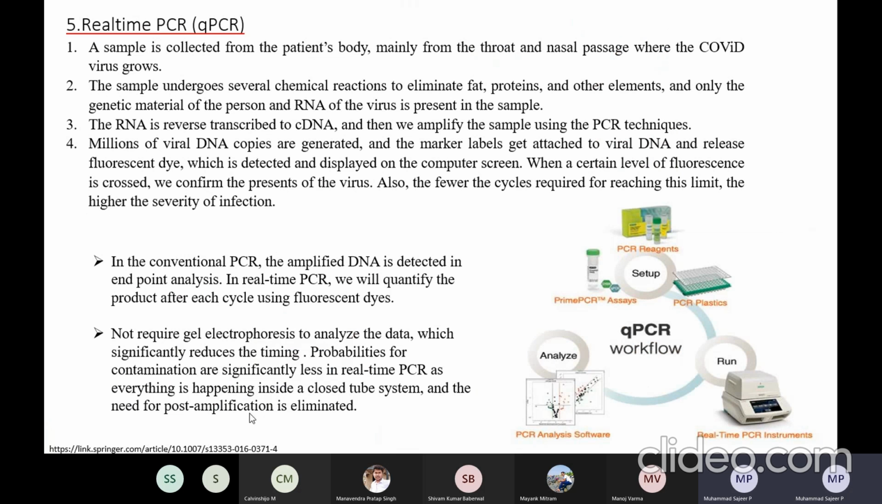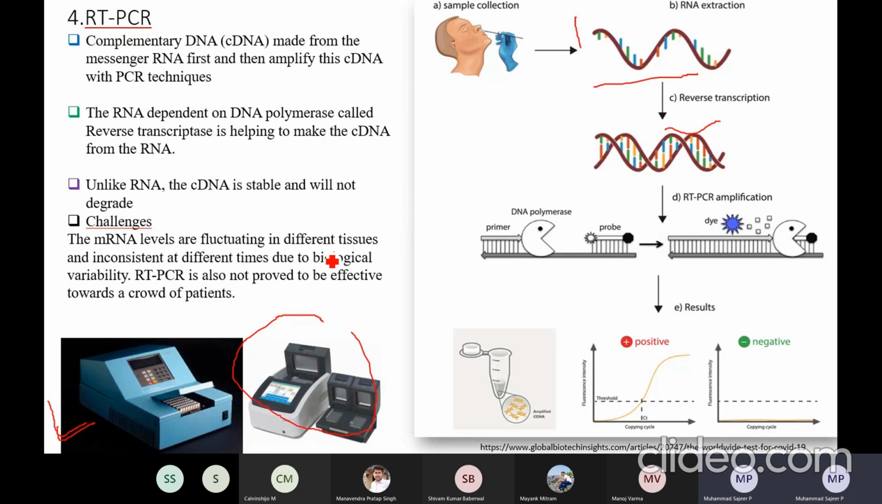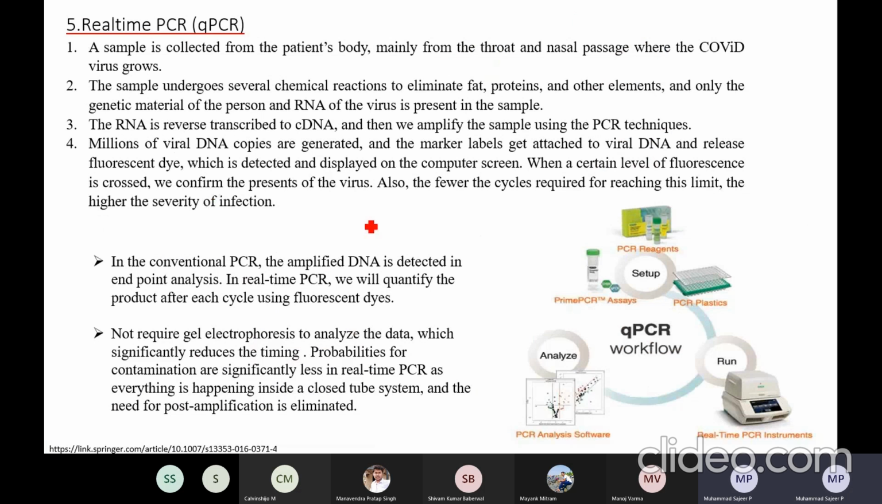So in the RT-PCR, the end product was analyzed using gel electrophoresis at the end in the olden times. Now we are using fluorescent dyes. The good thing is that we do not require gel electrophoresis to analyze the data, which will reduce the time. The probability of contamination is also significantly less, as everything happens inside a closed tube system, and the post-amplification step is eliminated. So that's the interesting thing.